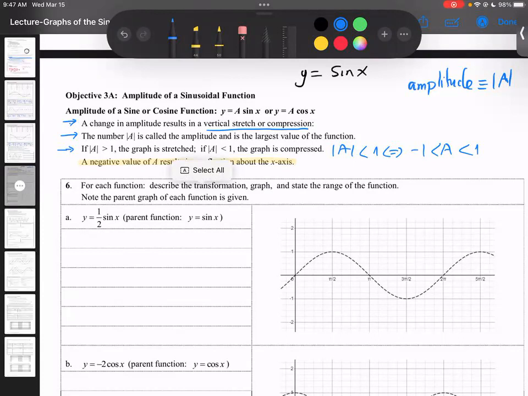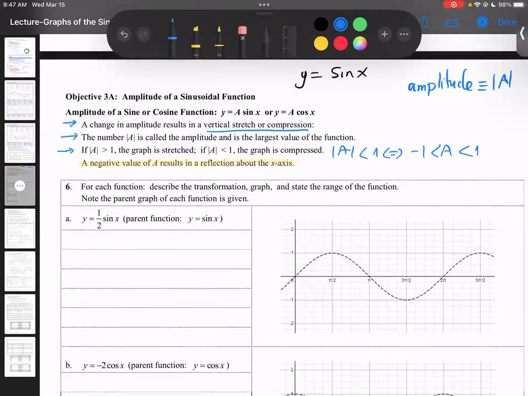Number six, describe the transformation. What do you think? Is it a vertical stretch or vertical compression? What is my amplitude? A, by the way, what is my A? A is 1/2, right? 1/2.